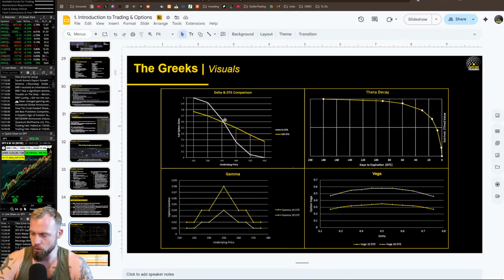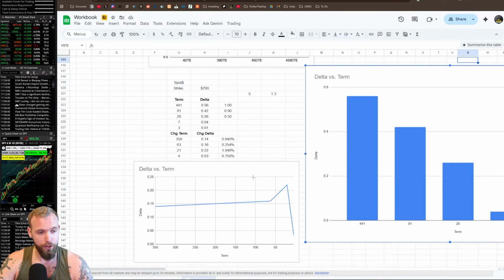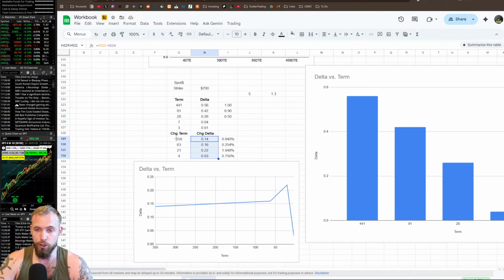Kirk says, is charm a measurable number within TOS? Definitely. I don't know if TOS has a column for it. You can calculate it. It's not difficult. The way that you calculate charm is literally by what I was doing here. This is how you derive what charm is. This is the change of delta per unit of time. This is charm. So you can calculate it by doing this approach.